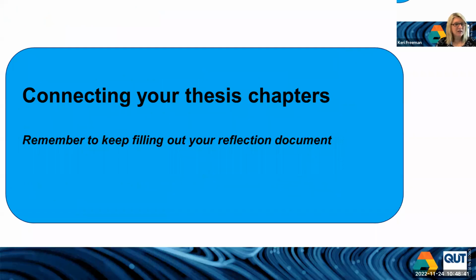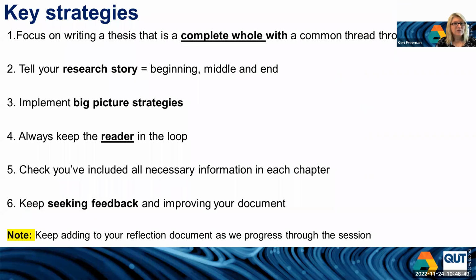All right. So moving on, let's look at connecting your thesis chapters. Keep filling out your reflection document as we go through. There are some key strategies we're going to look at, and you'll see how they align with our key points and themes for the session. The first one is about writing a complete whole. Whether you're doing a thesis by publication, creative works, or by monograph, you still need a document that is a complete whole. I know that they're different, of course, but there needs to be that whole thesis with that common thread throughout. And you're telling your research story. There's a beginning, a middle, and an end.